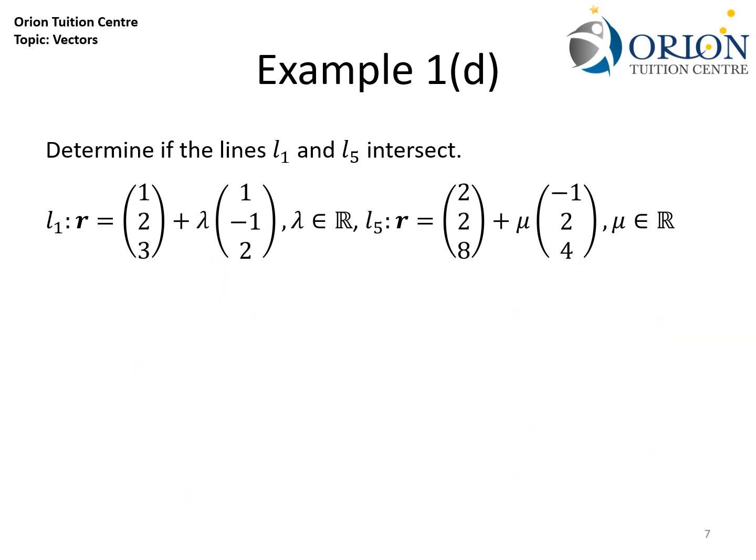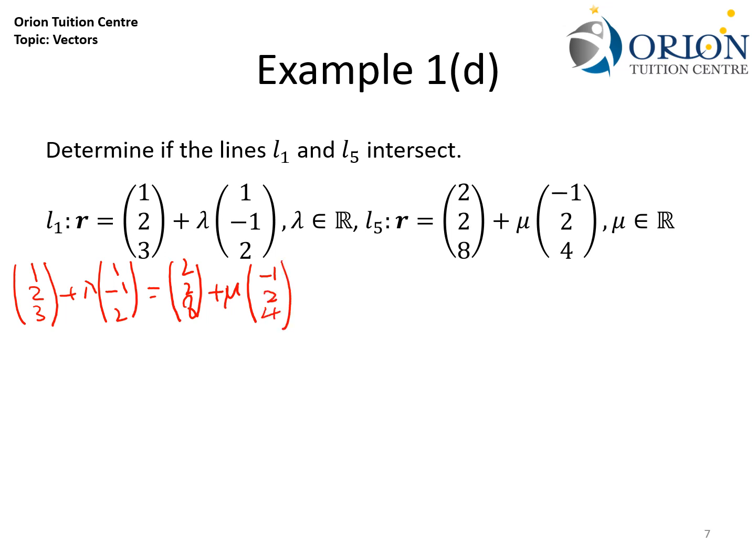Example 1D is the exact same thing again. So we have (1, 2, 3) plus lambda (1, -1, 2) equals (2, 2, 8) plus mu (-1, 2, 4). So we can quickly do a comparison of the three components. 1 plus lambda equals 2 minus mu, 2 minus lambda equals 2 plus 2 mu, 3 plus 2 lambda equals 8 plus 4 mu.